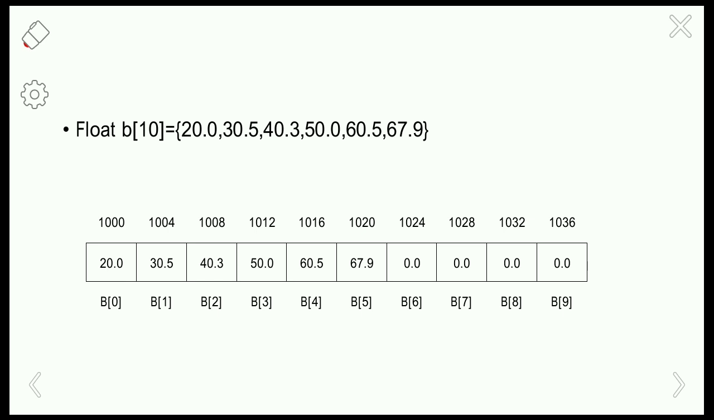Similarly, if you are going to store the char data type, it will assign 1 byte of data for each location. Since we are using the float data type here, it will assign 4 bytes of data for each memory location.